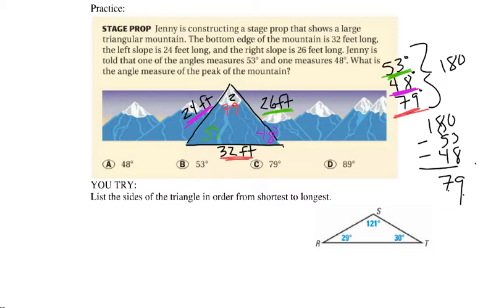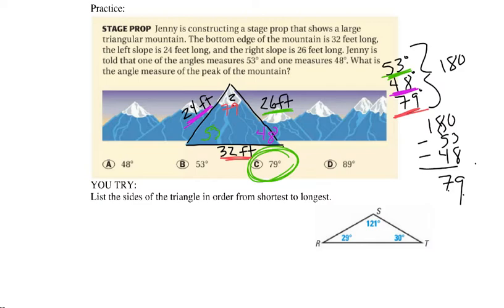So to answer her question of which angle is going to be in the peak of the mountain, that is our 79 degrees. So now I would like you to try this next one. This time you're starting with the angles, and you need to list the sides in order from smallest to longest, or shortest to longest. So go ahead, push pause, work it out, and when you're ready to check your answer, you can push play.